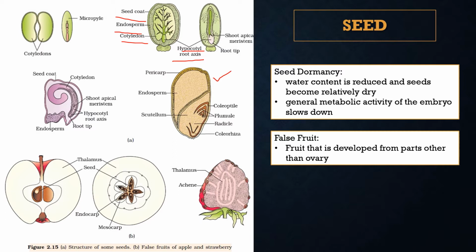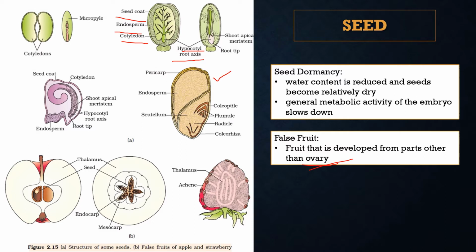Now, any structure, any fruit that is developed from structures other than the ovary, for example, the thalamus or any other structure, that is called a false fruit. They look like fruit, but they are not the actual fruit. The actual fruit is much reduced.